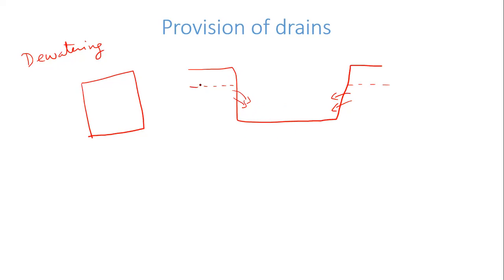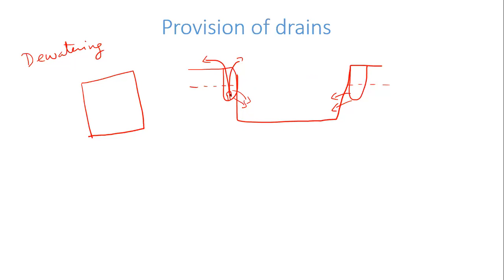So what is done is, typically you will have a trench around your construction site. This area you want to keep dry, so they'll dig a trench, maybe even a deeper trench. I'm just drawing it, and then you will install some pumps over here, which will pump out the water, not in this direction, in this direction, so that your construction area remains dry.